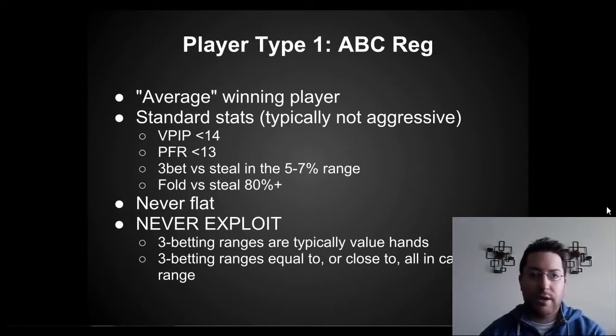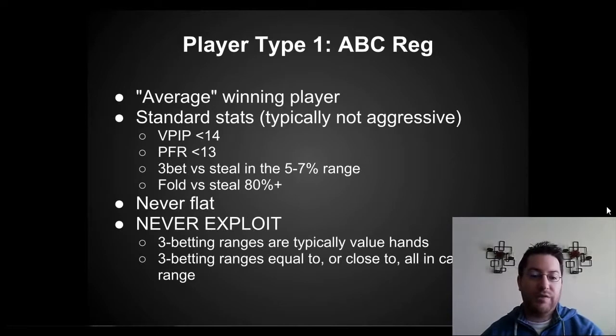They're not really aggressive with their 3-bet versus steal. They're folding versus steal. They're not defending a ton. As I mentioned before, these are players that aren't going to be flatting our all-in or flatting our raise, and essentially what these stats are going to tell us about the ABC reg is that they really don't exploit. They're not going to exploit our play.